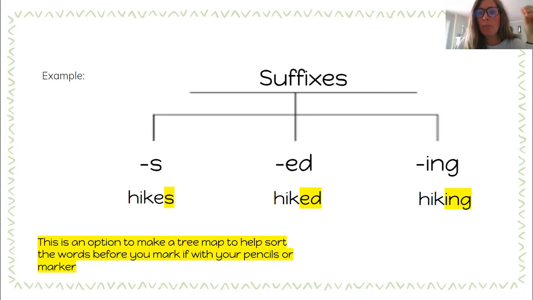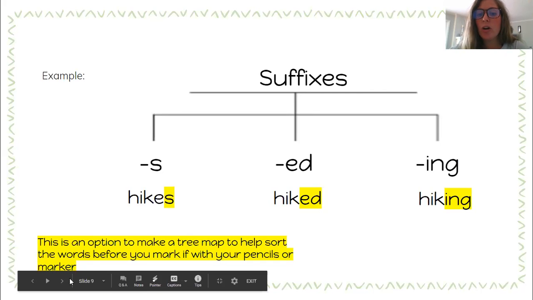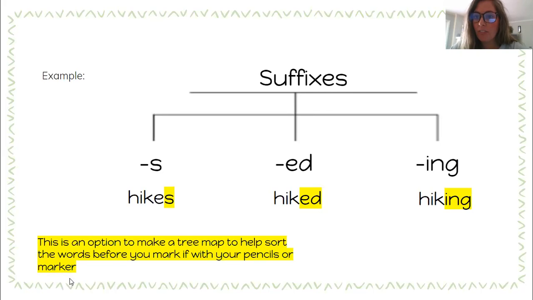Again, this tree map is just an option. We've been using a lot of thinking maps this year, and it really helps us organize our thinking. So I highly suggest you use this, but it's just an option. So you don't have to, but you can. So this is the activity that you're gonna do for word work after you watch the video.